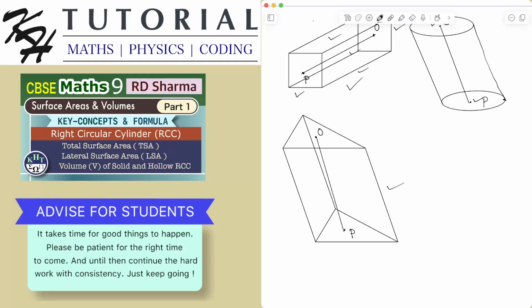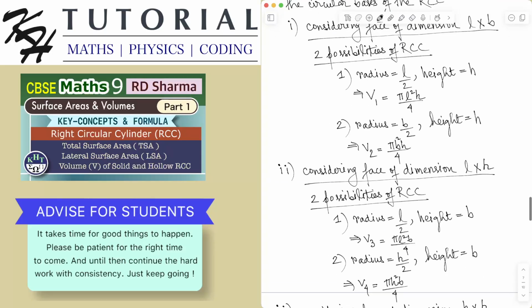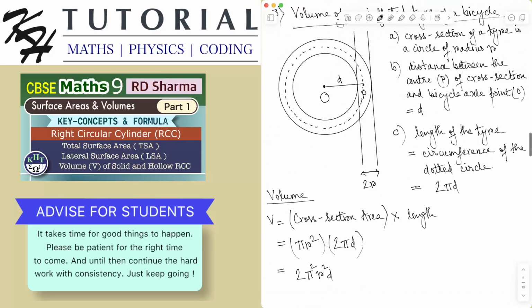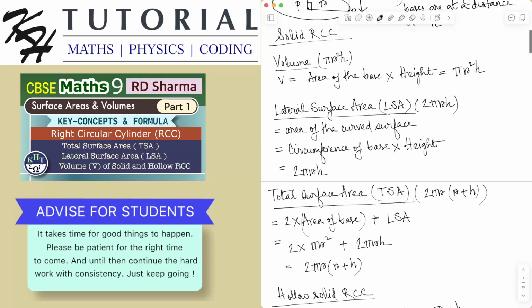Now, what is the meaning of right? The meaning of right is that if the line joining the center of the two end faces is perpendicular to the planes of the faces, then it is called a right cylinder, and it is called a right circular cylinder when the base faces or end faces are circular. So now I hope you have understood what a right circular cylinder is.